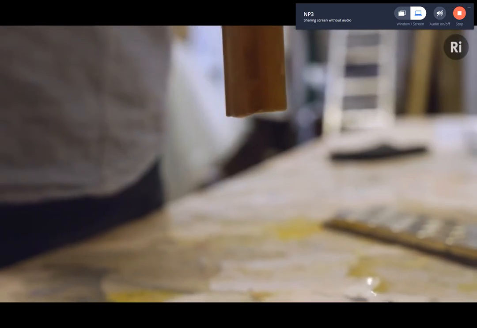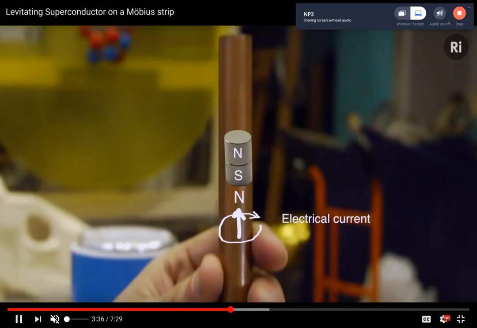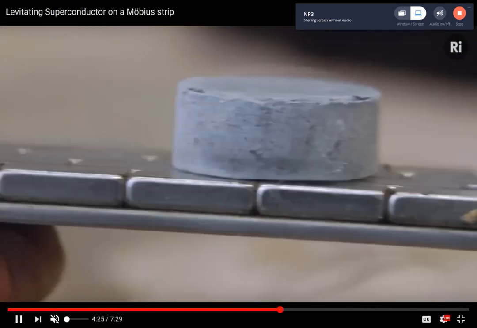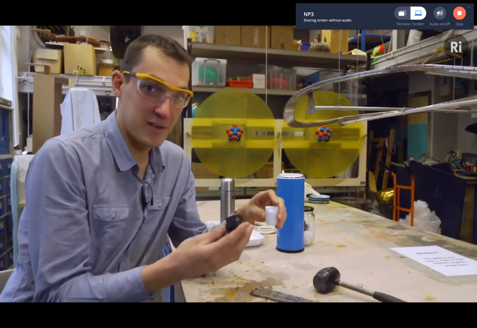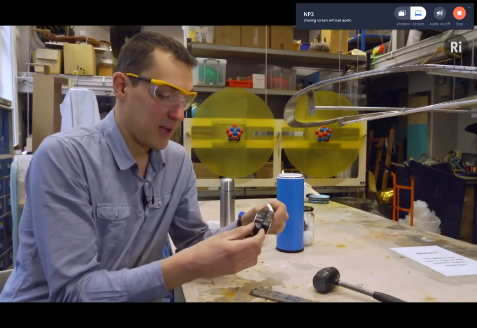Now he's just going into a science explanation here. Don't worry about that. So what he's done, have a look. Now once it gets warm, it loses that effect. So it actually got too hot and it fell onto the track.